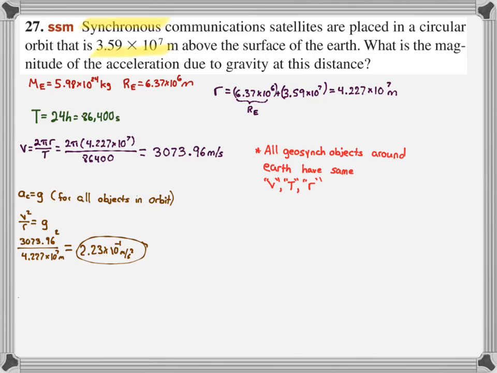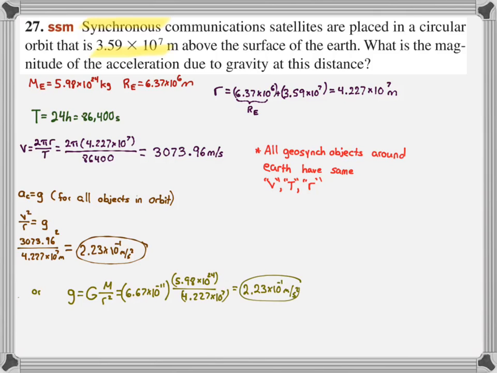The other way we could have done it, the shorter way, which might be the way they wanted you to do it, is using the equation that little g is equal to big G times the mass of the object creating the acceleration due to gravity over r squared. For that, we just plug in our values, our mass of the Earth, our constant G, and the radius we calculated earlier, and again we get the same answer, 2.23 times 10 to the negative 1 meters per second squared. And that's pretty much it.